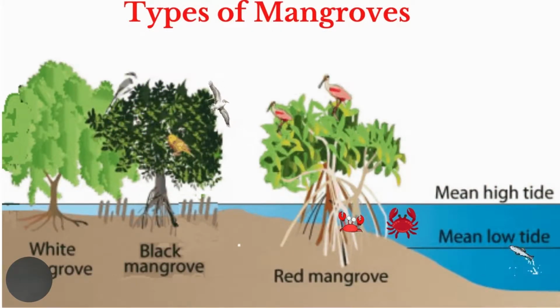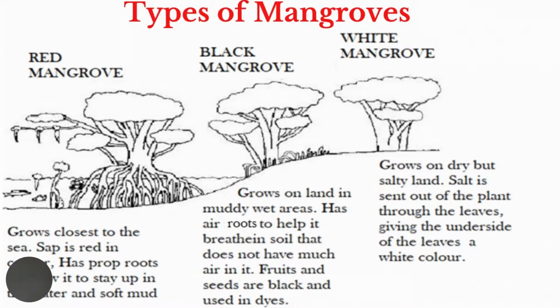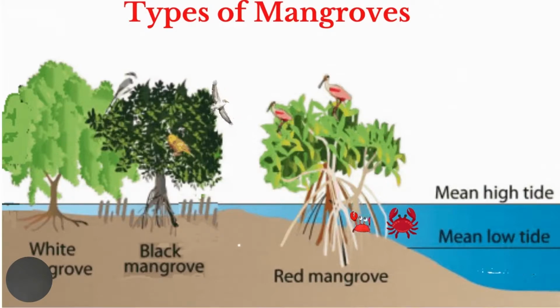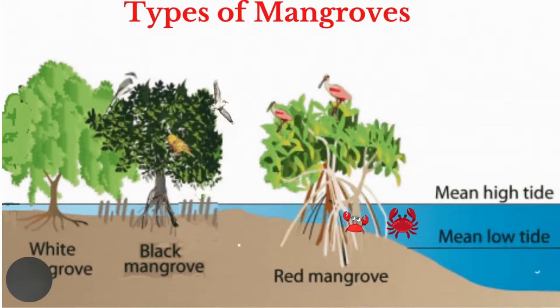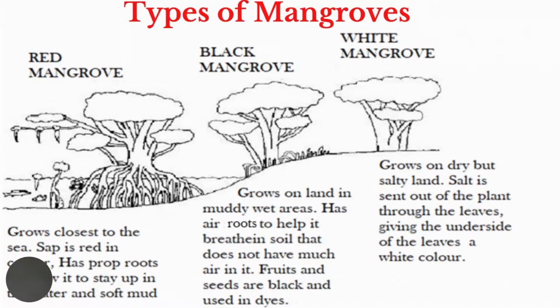There are many types of mangrove species, the most common of which are the red mangrove, the black mangrove, and the white mangrove. Each species has different morphological features that help them to survive and even thrive in their specific environment.